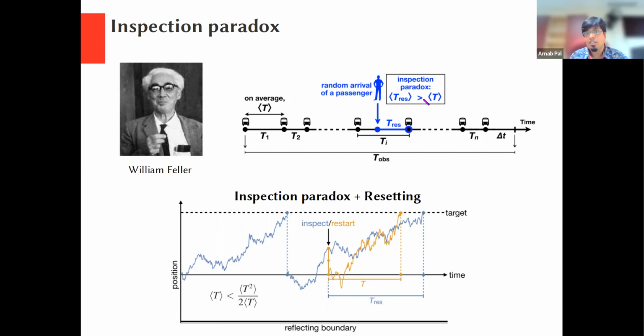So the condition, basically we are utilizing the inspection paradox, so to speak. The condition for the inspection paradox is that T residual has to be greater than T. The formal expression for T residual, as you can derive it, is T squared by 2T. And you can implement this, and this will give rise to the same CV greater than one criterion.